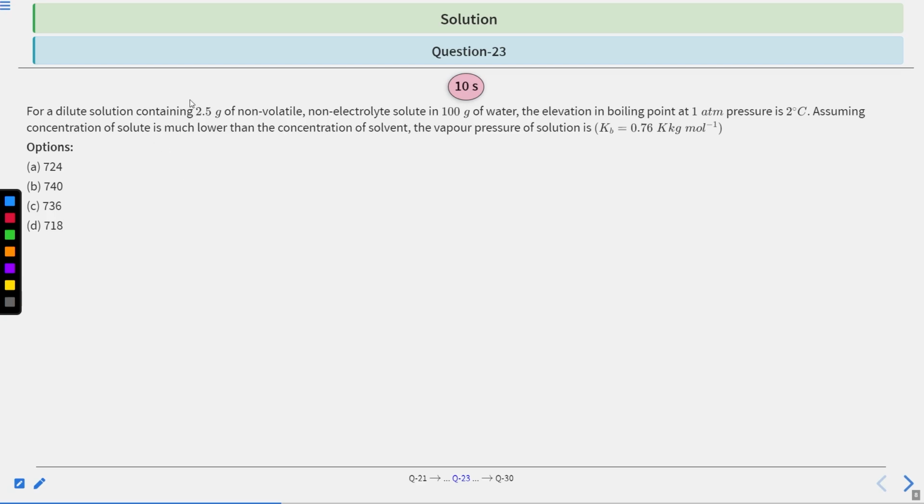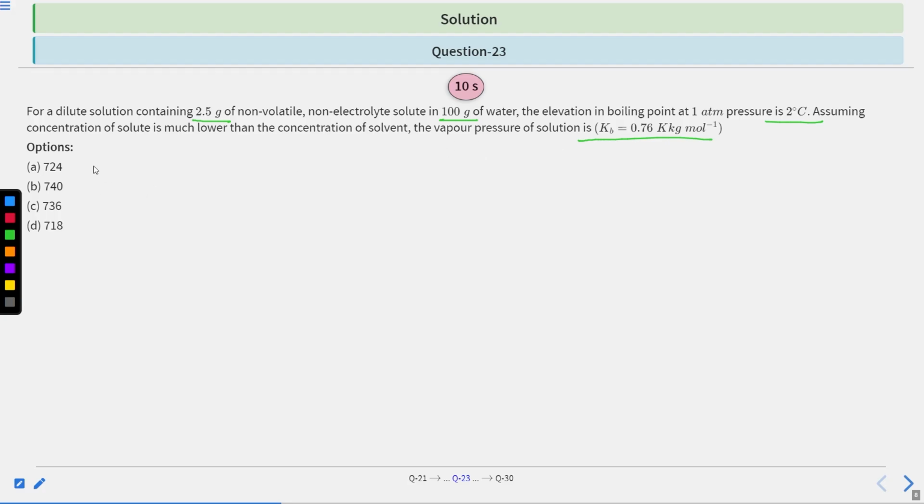For the dilute solution containing 2.5 gram of non-volatile, non-electrolyte solute in 100 gram of water, the elevation in boiling point at 1 atmosphere pressure is 2 degrees Celsius. Assuming concentration of solute is much lower than the concentration of solvent, the vapor pressure of solution is. And we have given the Kb here, which is 0.76 Kelvin kg per mole. Okay, so we have to find out the vapor pressure of the solution.